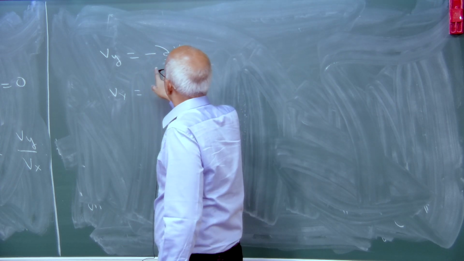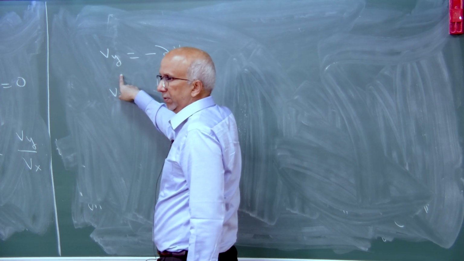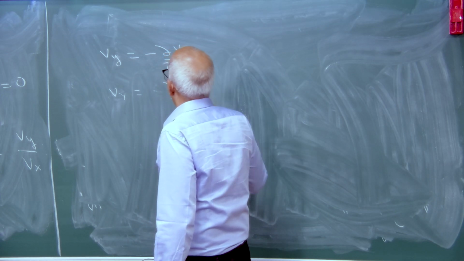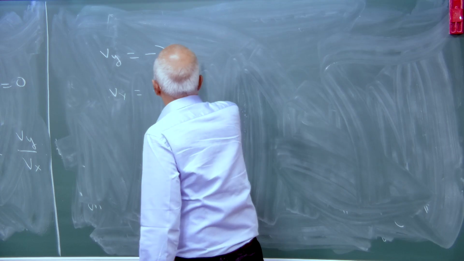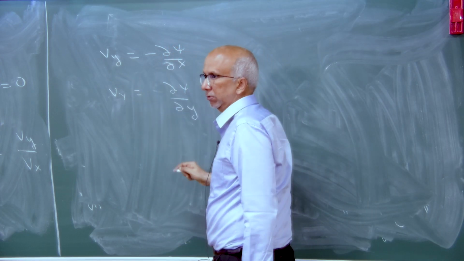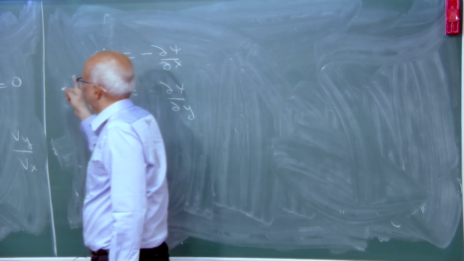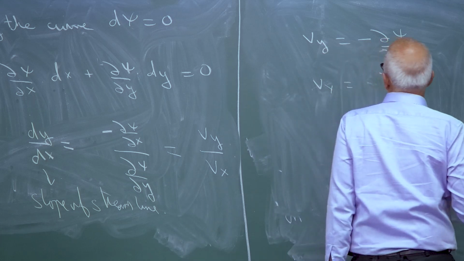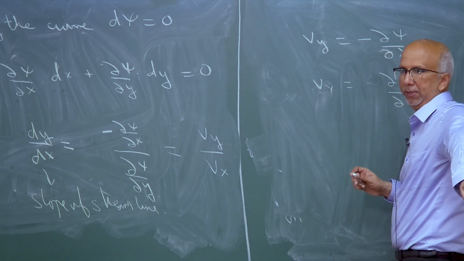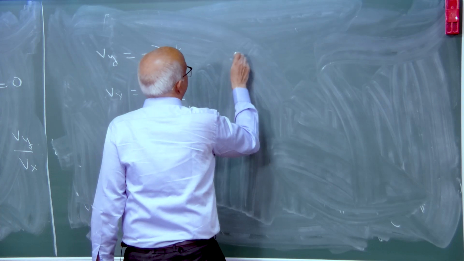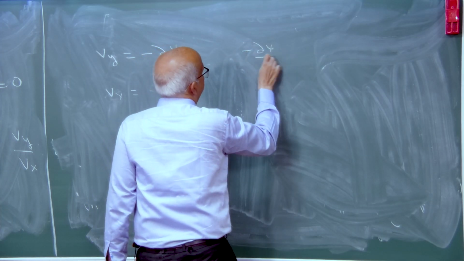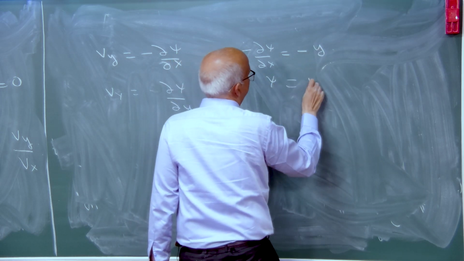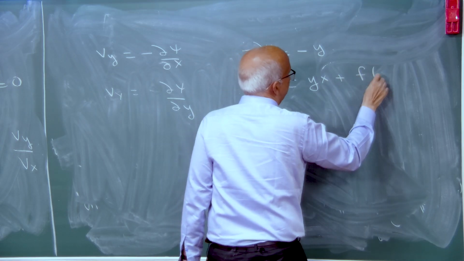So, basically if I know what is Vy, this is how my stream function is defined, and what we can do to find psi is we can integrate this out. Okay, Vy remember is, what was Vy? What did I find out? Vy was minus y. So, minus d psi by dx is equal to minus y. So, psi on integrating will give me yx plus some function of y.